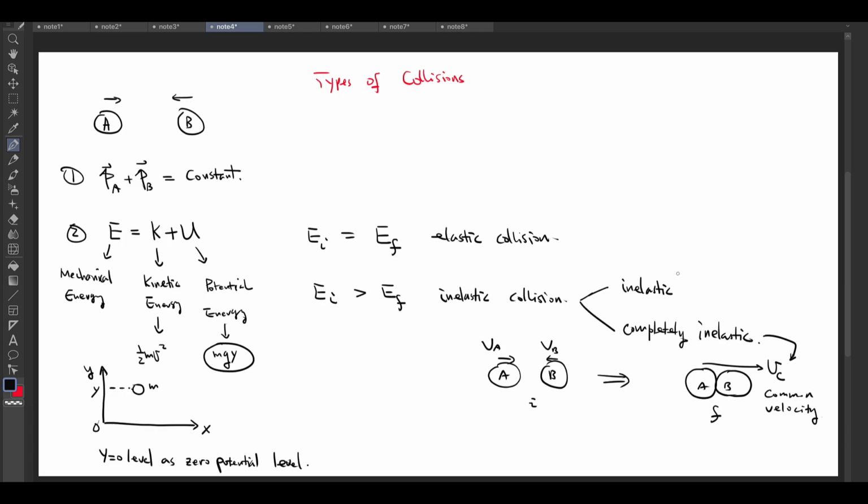Now, an inelastic collision will be, after the collision, A maybe goes that way with VA final, and B maybe goes this way with VB final. So they have two different velocities. They will separate. That's called an inelastic collision. But nonetheless, they still lose energy. So in this case, there's still less final mechanical energy compared to the initial mechanical energy.